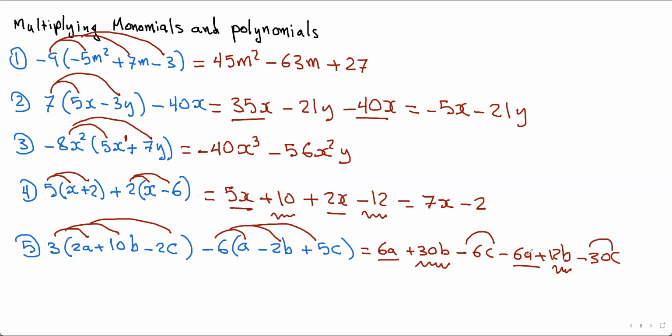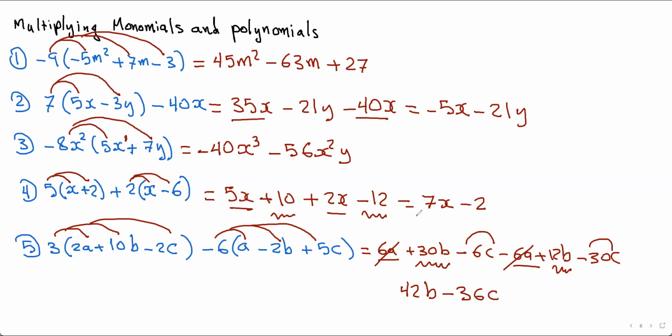So 6a minus 6a is 0, because they cancel out. 3b plus 30b plus 12b is 42b. And negative 6c minus 30c is negative 36c.